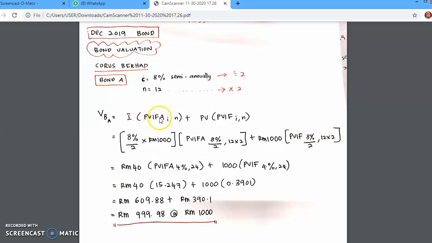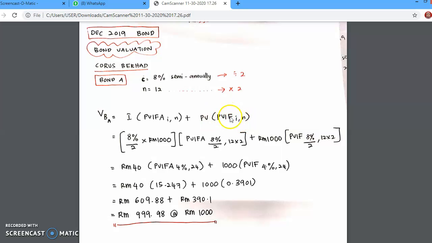So PVIFA is referring to annuity. A here is for annuity. Why annuity? Of course, because the coupon payment over here, we are paying this coupon payment fixed each and every year. Every year the same. So this is annuity, right? Annuity is when it involves the same payment every year, fixed. So we cannot use PVIF here, right? Present value interest factor is no longer applicable because this is the payment which had been made the same each and every year. But for par value, it's okay for us to use PVIF, present value interest factor.